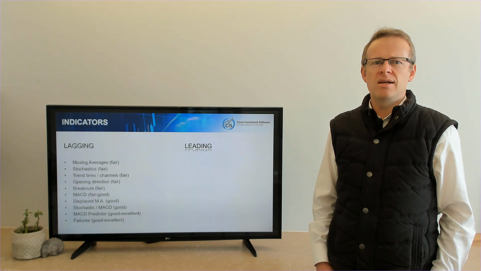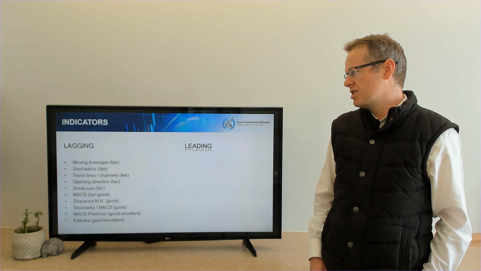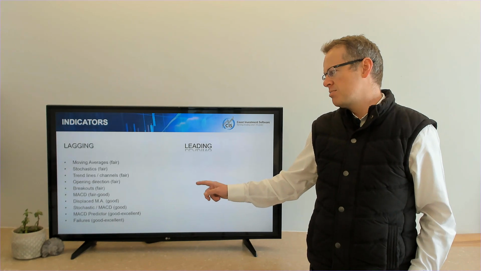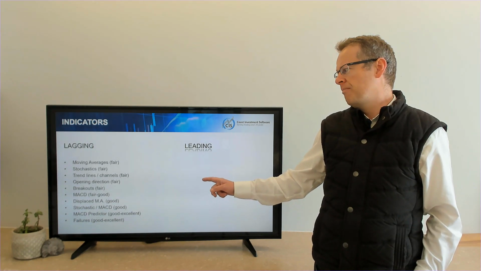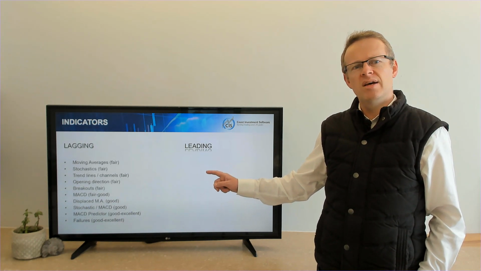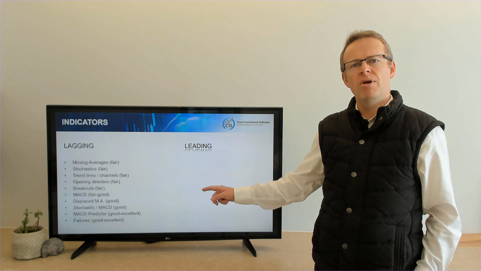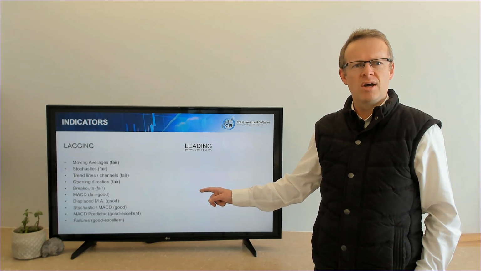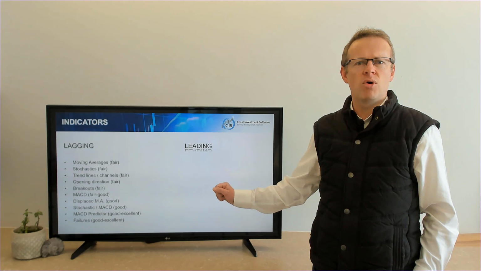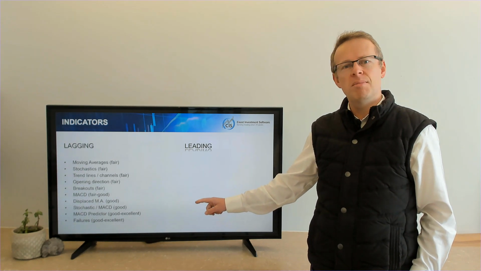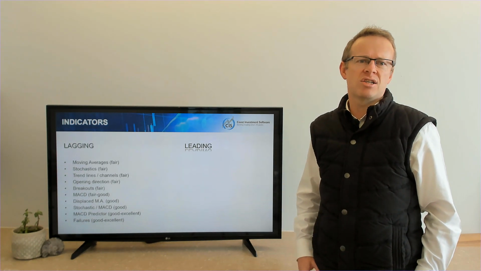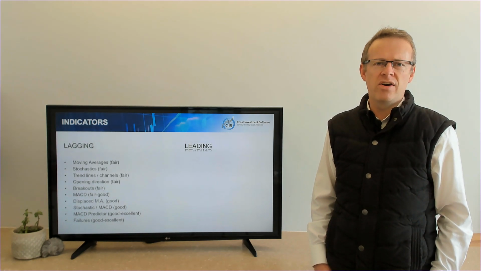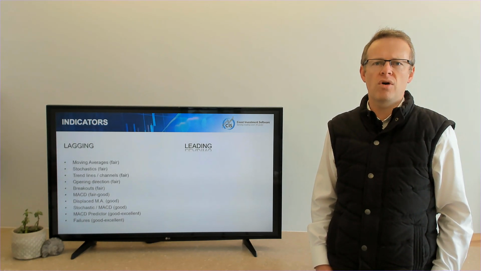And then just moving on, so we've discussed displaced moving averages, which are good. We've discussed the stochastic MACD combination, which is a good indicator for giving us market context. We've discussed the MACD predictor, and we've discussed failures. These give us a reason to be long or short the market.